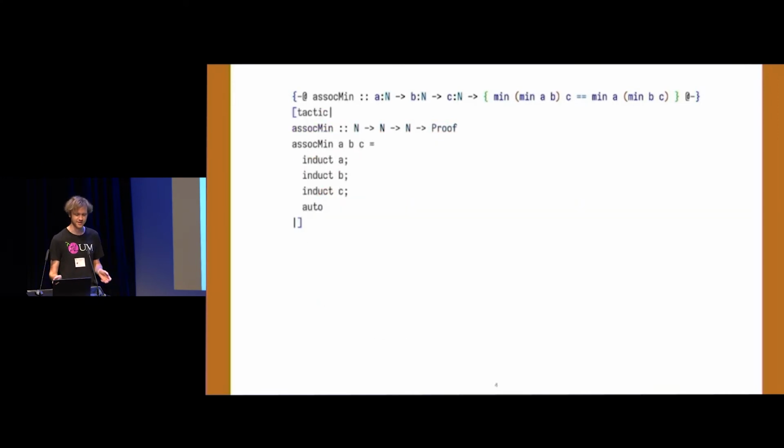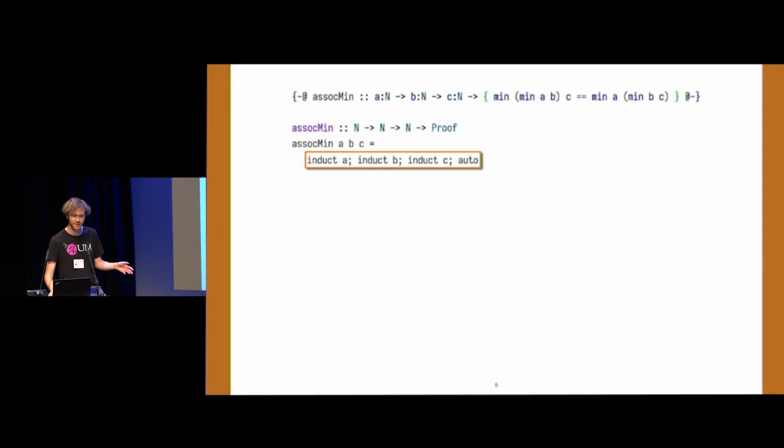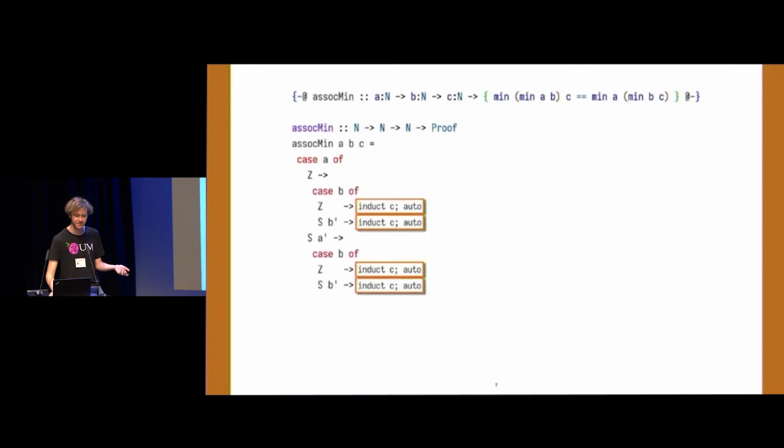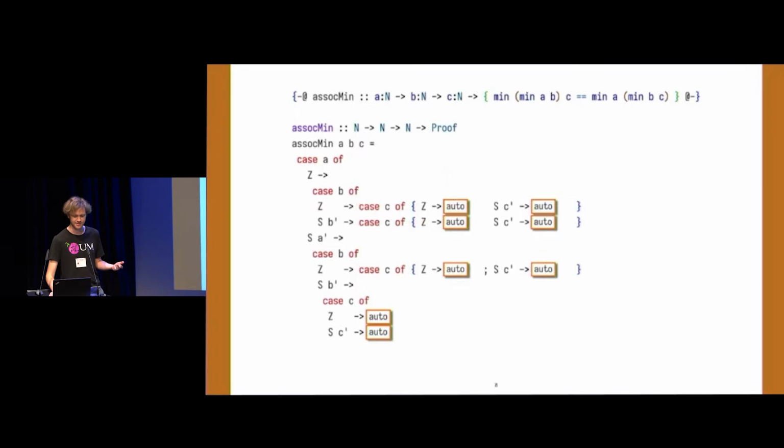But how exactly does it expand? Well, I can go through this step by step. So just replace our body with the sequence of macros that we want to expand. We have these three inducts. The first induct is going to correspond to a pattern match on A. And it's going to copy the rest of the macro sequence into both of the branches that result. If you've used Coq tactics before, this should look familiar to how the semicolon combinator works. A similar thing is going to happen for inducting on B, and then finally inducting on C.